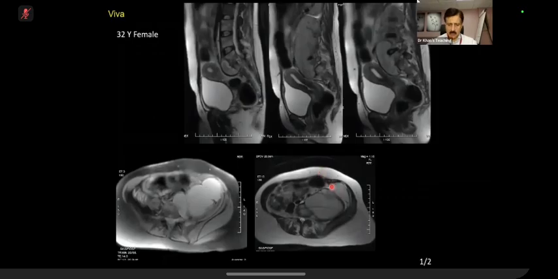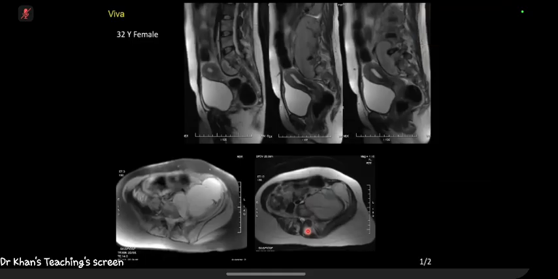So just concentrate on this slice. What is happening? Just this slice. Right, so that is a T2 weighted image. Demonstrates abnormality in the left side of the pelvis.